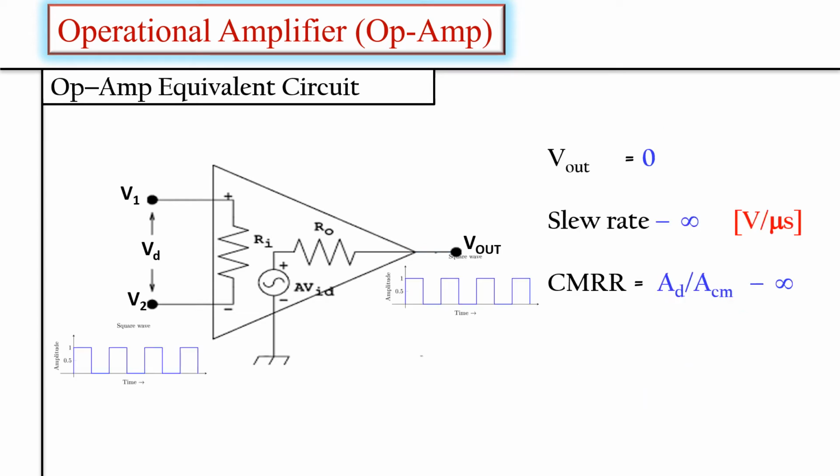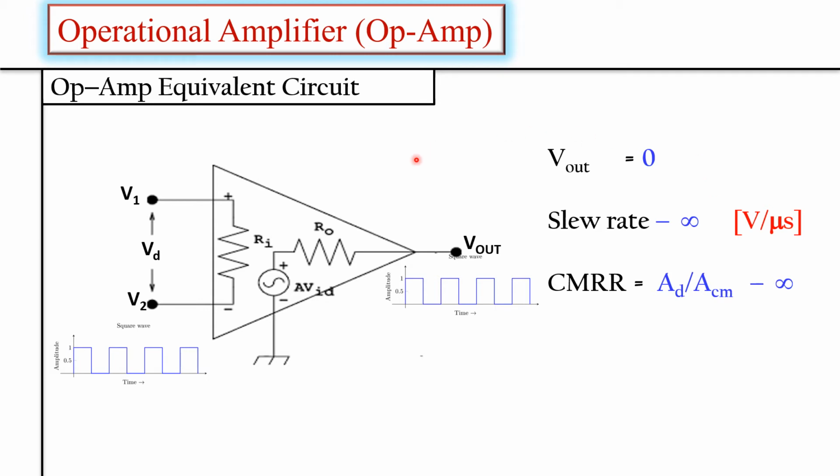Whenever the two input terminals are at 0, that means the input to this op-amp is 0. At that time, the output of this ideal op-amp should be equal to 0. Obviously, when there is no input, the output should be 0. So when the input is 0, the output voltage should be 0. That is the next characteristic of the op-amp.